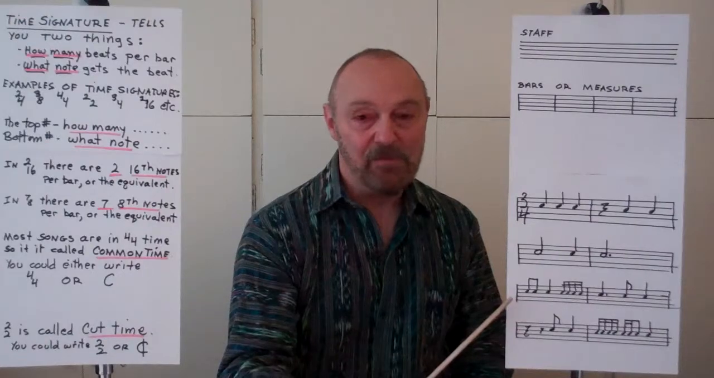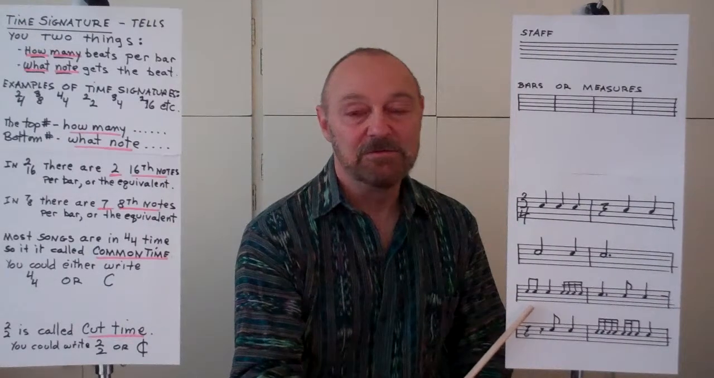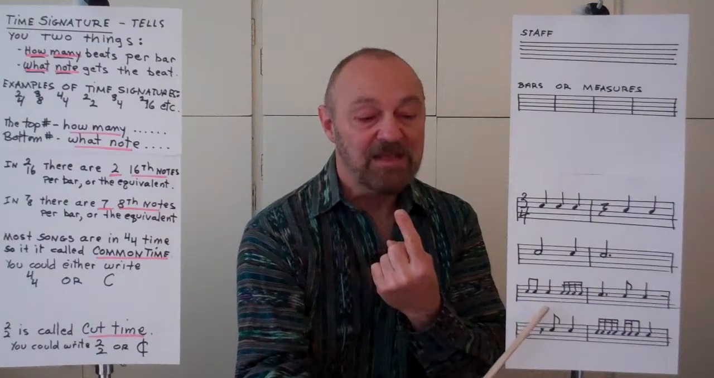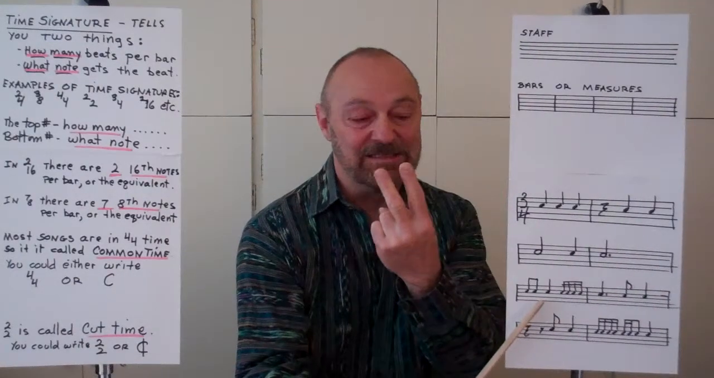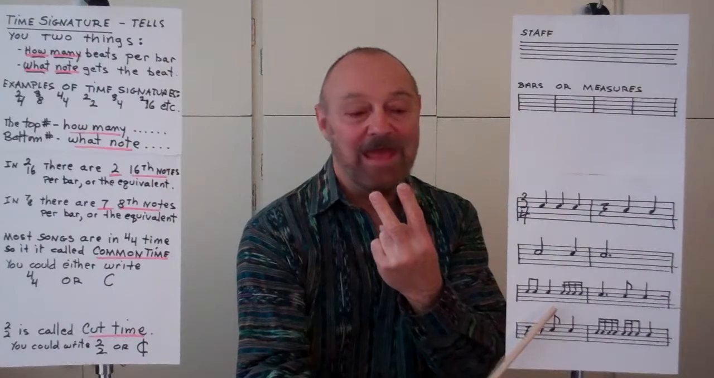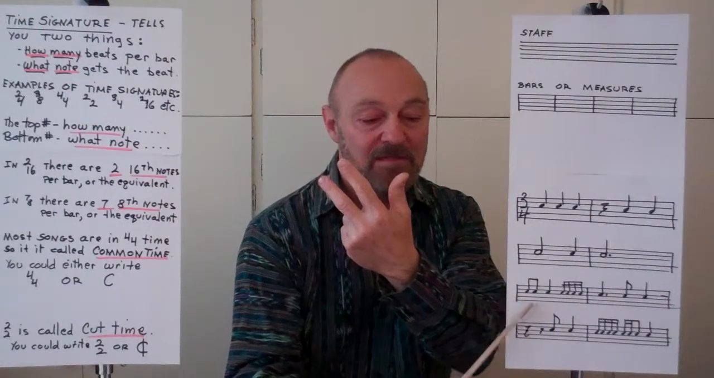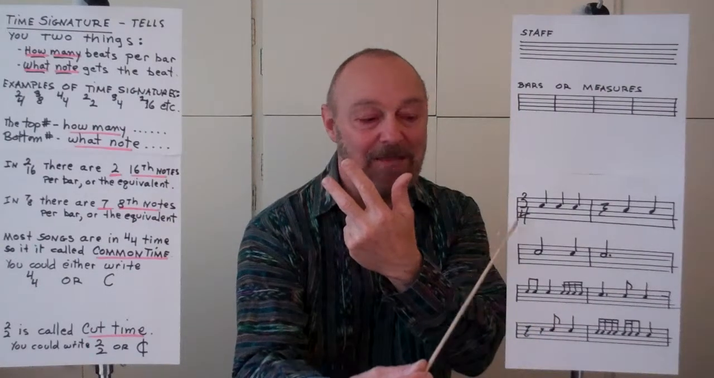In this bar here, we start off with 2 eighth notes. 2 eighth notes equal 1 quarter note in value. Then we have another quarter note. That's our 2nd quarter note. And then we have 4 16th notes, which equal a quarter note. So this bar is in 3/4 time.